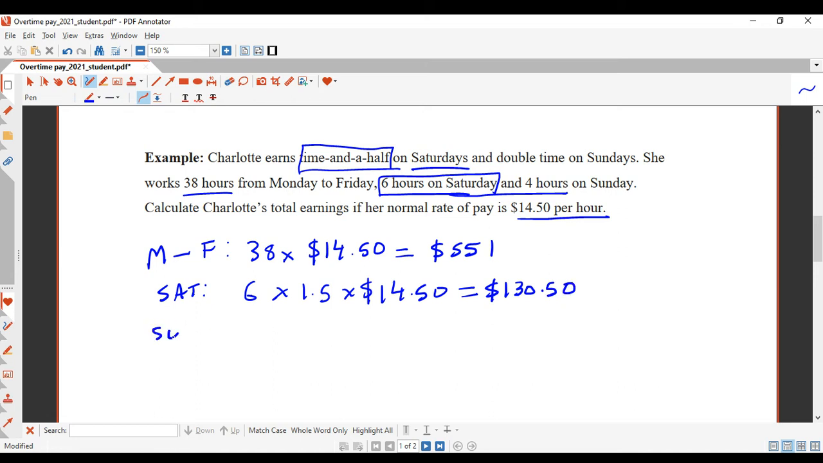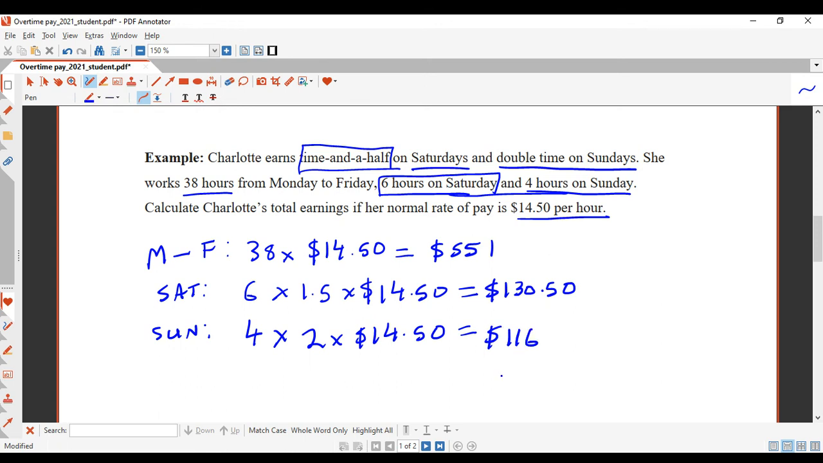Now on Sunday, let's have a look at Sunday. Sunday is here. 4 hours on Sunday. We take the 4 hours, and we know that Sunday is paid at double time, which is twice the normal hourly rate. So 4 times 2 times $14.50. That's $116.